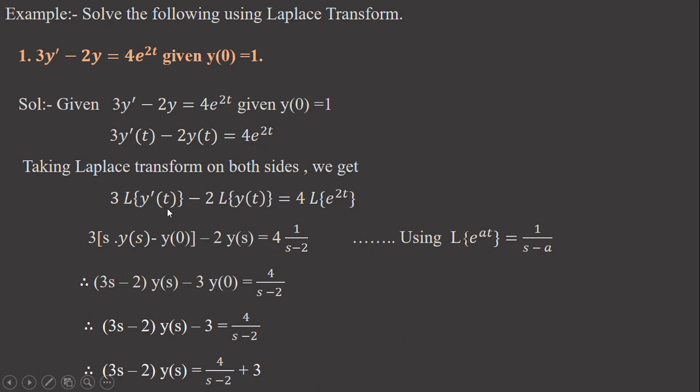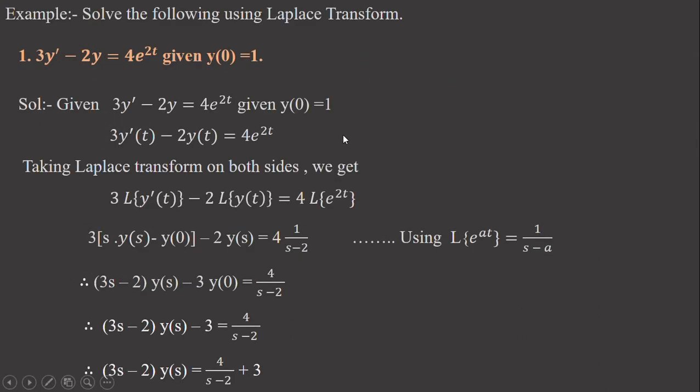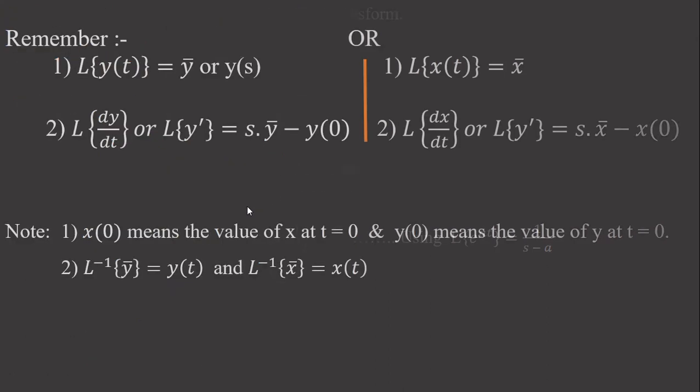Now to this first term, Laplace transform of y dash of t, how to rewrite? I have told you in the previous slide that Laplace transform of y dash is s into y of s minus y of 0. See here, it is s into y of s minus y of 0, or y bar here, minus 2 into Laplace transform of y of t. Laplace transform of y of t means y of s.